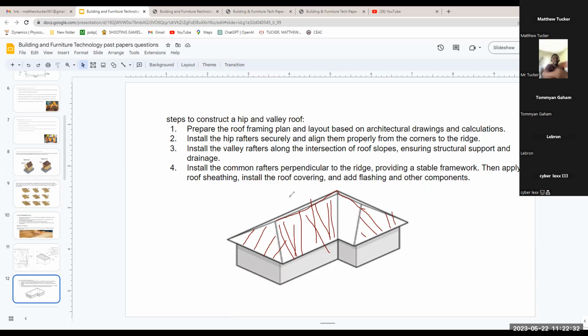So if you're going to use zinc, tile, or wood, after you add the common rafters, you add the roof sheeting, which will normally look like ply. You put the pieces of ply over it, right round, and then you add the roof covering material that you would actually want to use. All right, let me remove this one. Any questions, people?